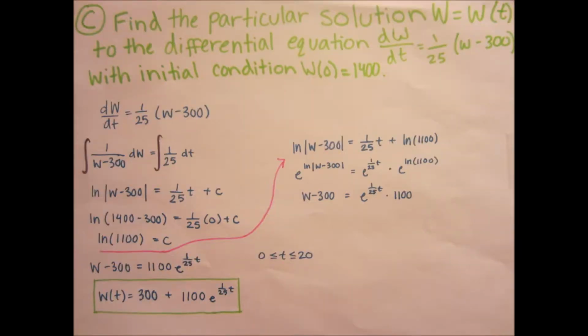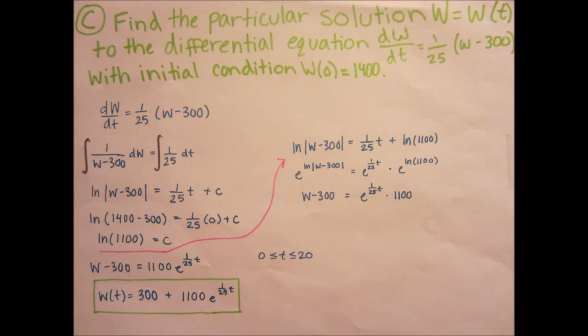To find the particular solution w equals w of t to the first derivative with initial condition w of 0 equals 1,400, we must use separation of variables by dividing both sides of the equation by w minus 300 and multiplying each side by dt. Then we integrate both sides, which becomes ln of |w minus 300| equals 1 over 25 t plus c. By substituting in the initial condition for w and t, we end up with c equal to ln of 1100.